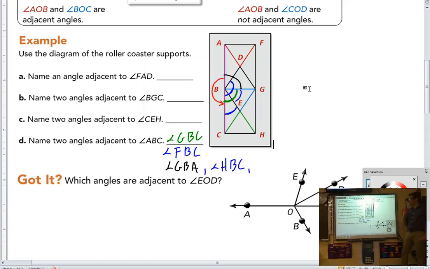Are there more, Abby? Could you do BGF? No, because B has to be your vertex. So how you just named B first, B would not be your vertex. How would I get this angle right in here? What's the name of that guy? AB, either D or F. So I could say ABF would be yellow.